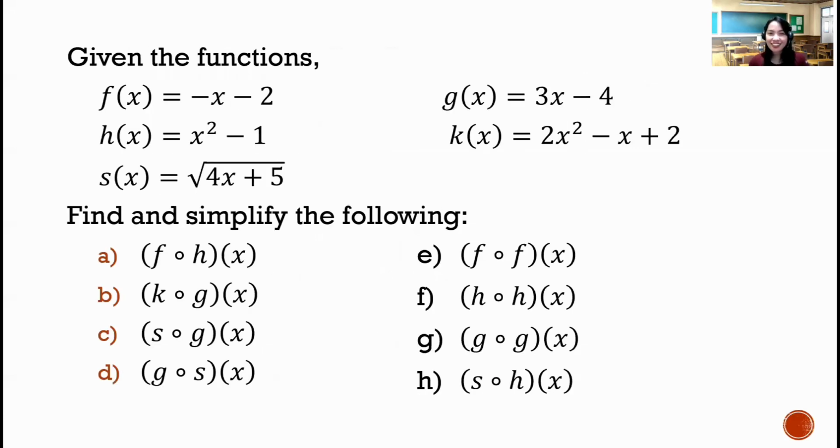Now, it's your turn. There are 5 given functions, f of x, h of x, s of x, g of x, and k of x. You're going to find and simplify the following composite functions. There are 1, 2, 3, 4, 5, 6, 7, 8. And that's it for the composition of functions.